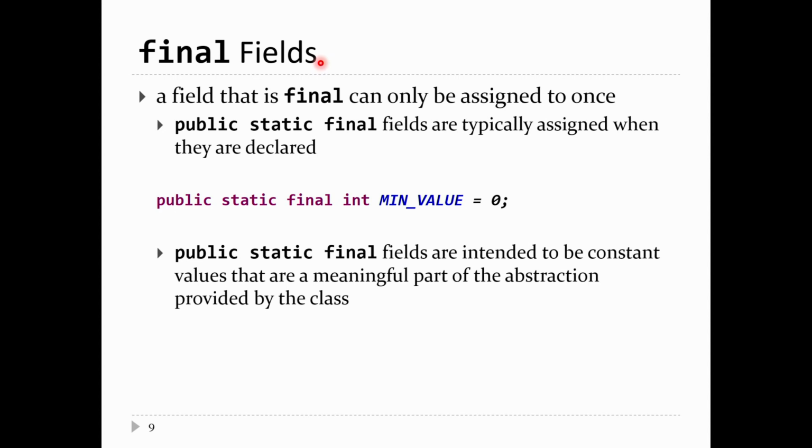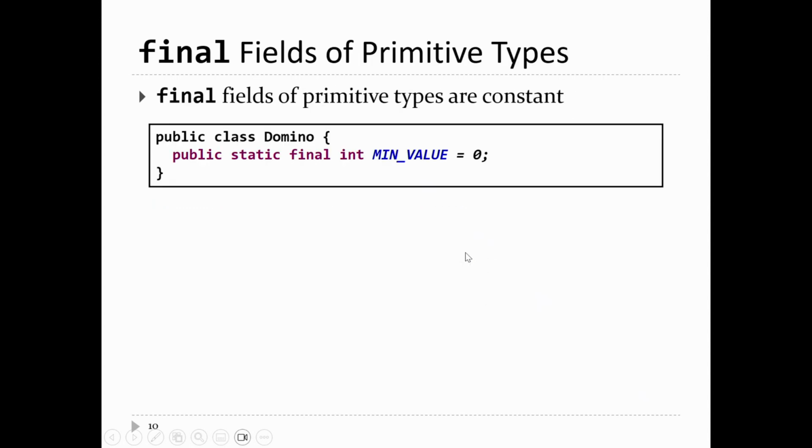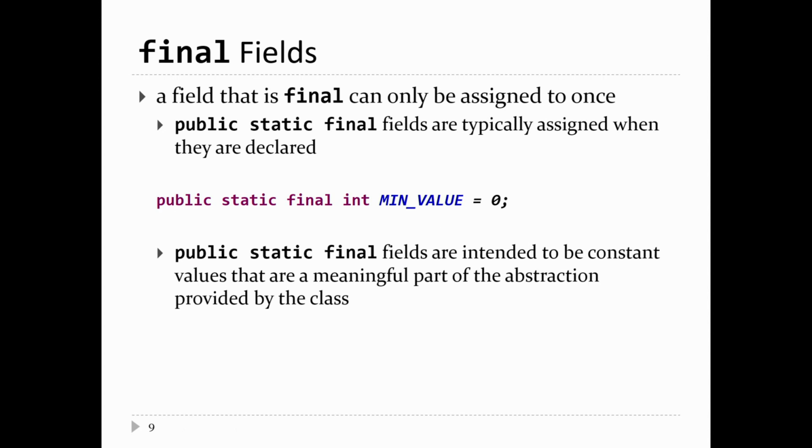Normally, the most common case where you have a static field is when you have something that you want to be public and constant. In Java, if you want to make something constant, you have to be very careful about how you do it. One of the things you do is you make it final. Any variable or field that's declared final can only be assigned a value once. That's what it means. So inside the Domino class, there's a field called minValue. It has the value 0.